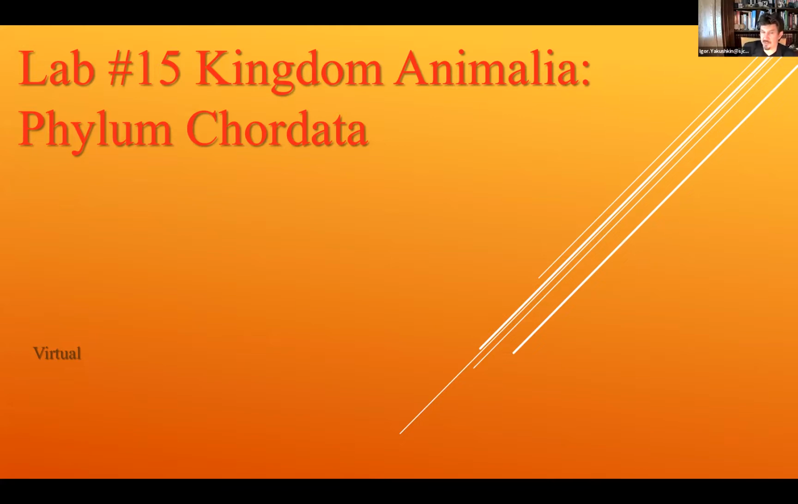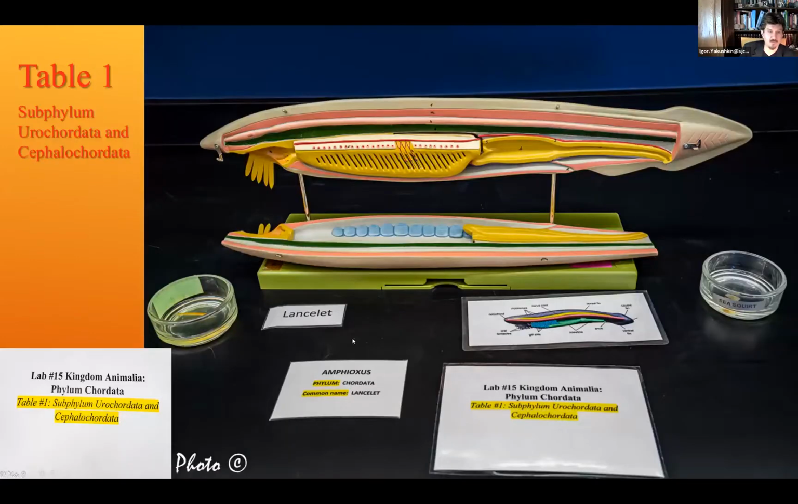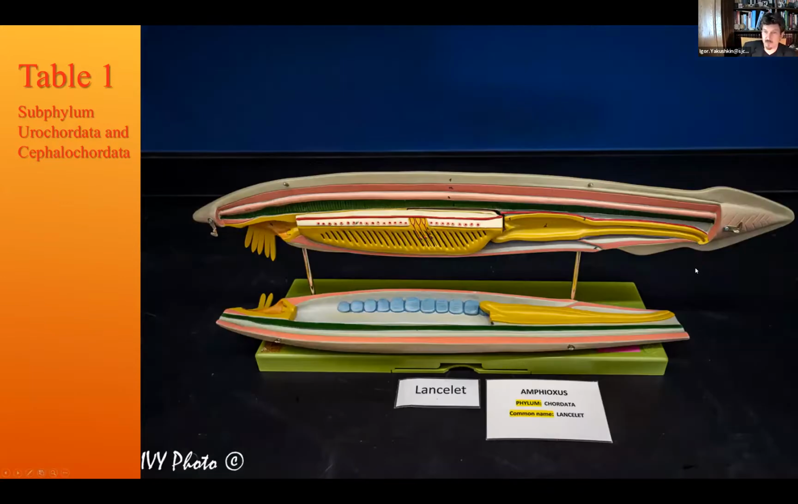So let's take a look at table number 1. We're looking at the model of the lancelet as well as the preserved specimens, and the sea squirt is the tunicate. So we have urochordate and cephalochordate right there. The model most likely will be on the lab practical, so make sure you understand what you're looking at. That's, well, gill slits, right? Everybody see the gill slits? No problem here, very easy to identify.